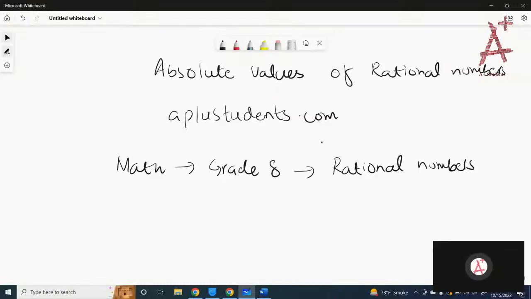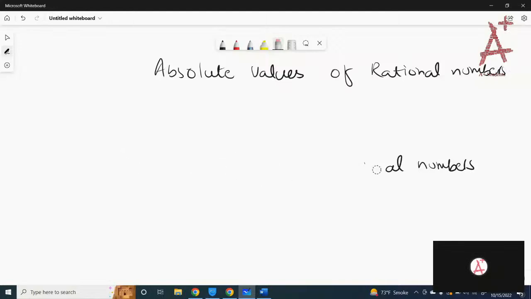So let's start with the topic. Please make sure you have your notebook and pencil so that you can note down the important points on your notebook. Got it? So let's start with absolute values of rational numbers.